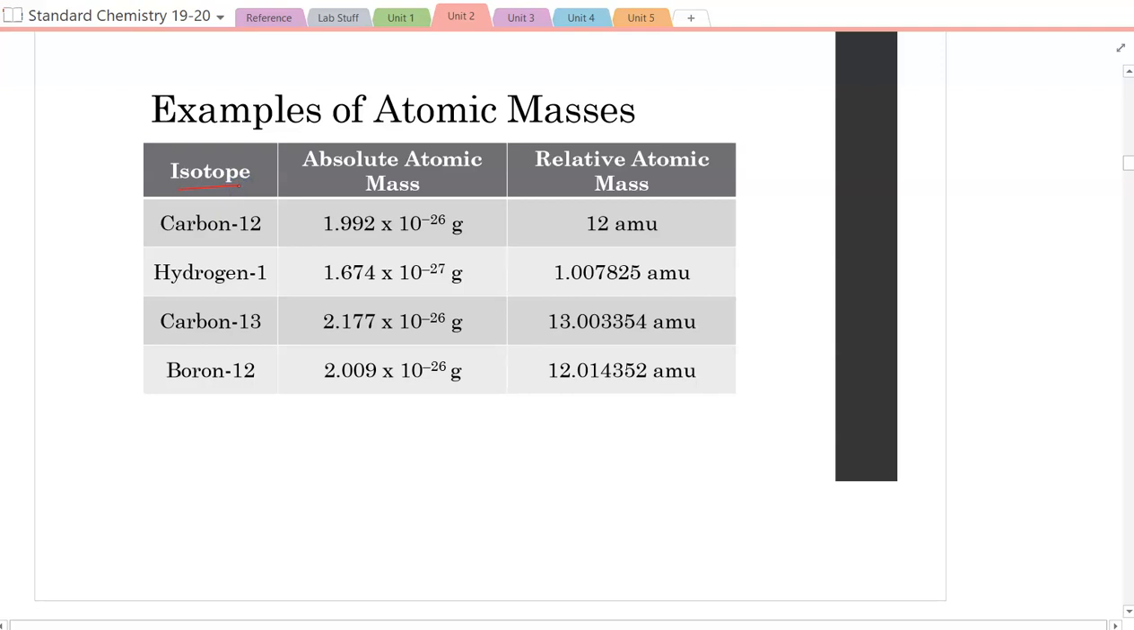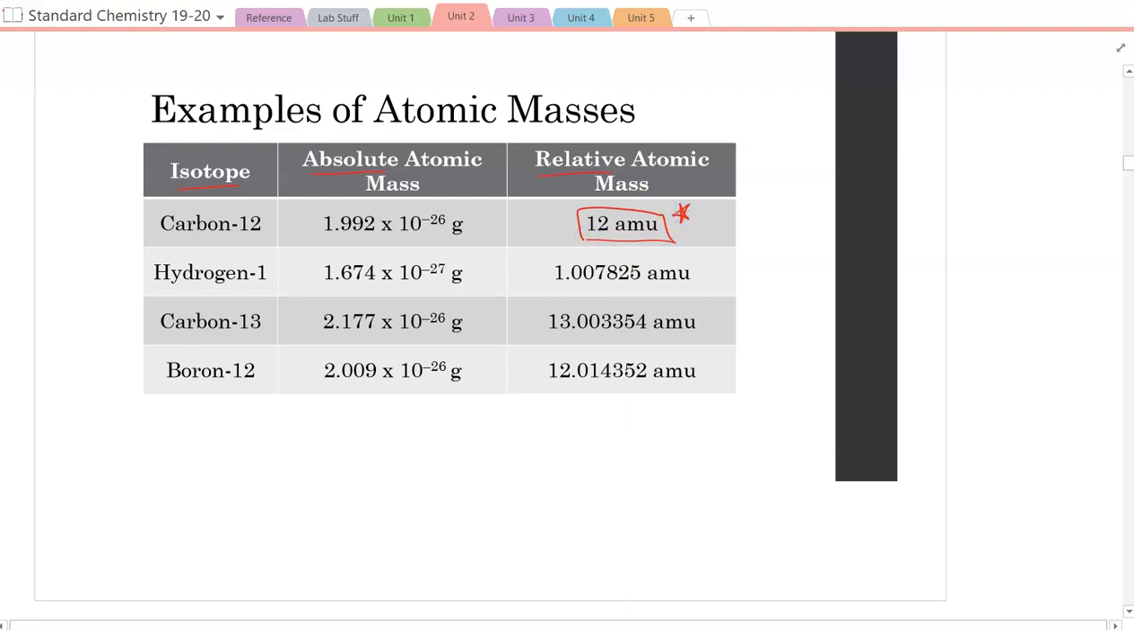I've got the specific isotope, all these in hyphen notation. I've got the absolute atomic mass, which is what it would be if you put this on a balance. And then with the relative atomic mass, which is when you compare it to carbon-12. So this first one, carbon-12, it's got some mass here. The important thing, though, is that it is exactly 12 AMU. This is the gold star standard.